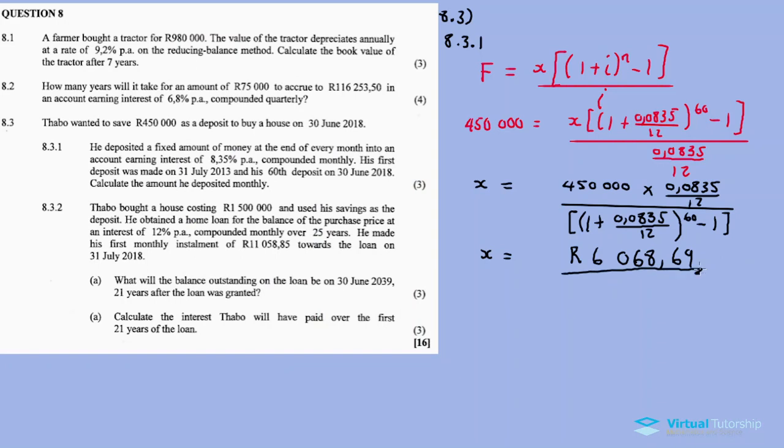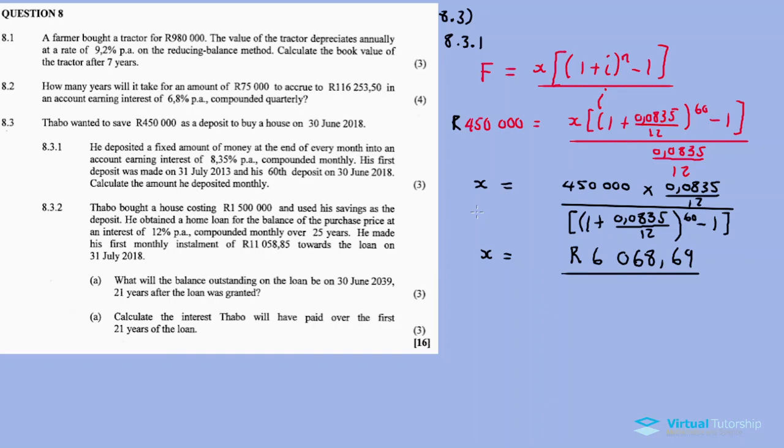So now, for the amount over 60 months he will deposit this amount in order to secure this value of 450,000 rand for a deposit for his house. And then he bought a house costing 1.5 million rand, and used his savings as the deposit. He obtained the house loan for the balance of the purchase price at an interest of 12% per annum compounded monthly over 25 years.